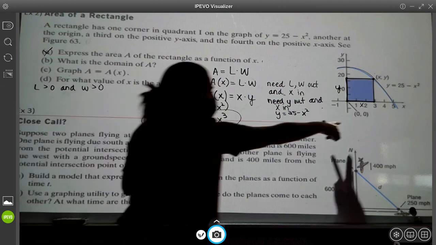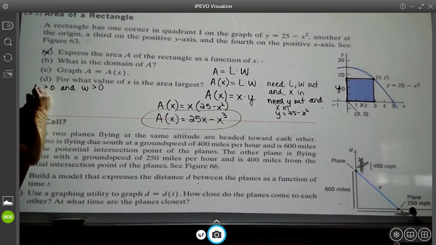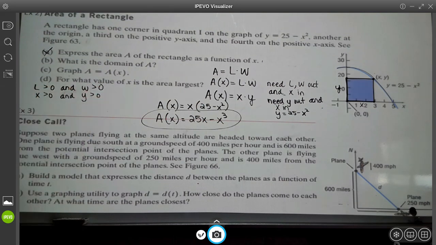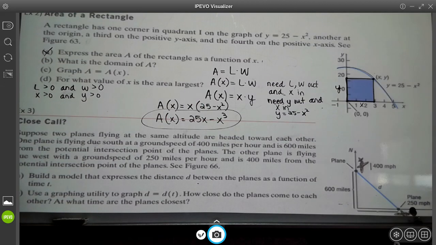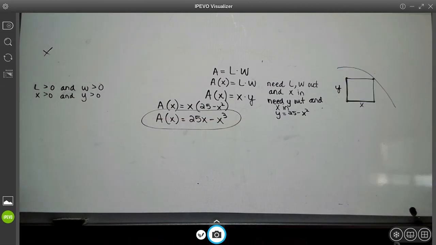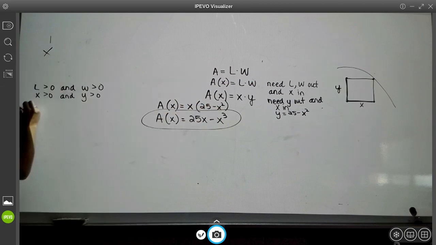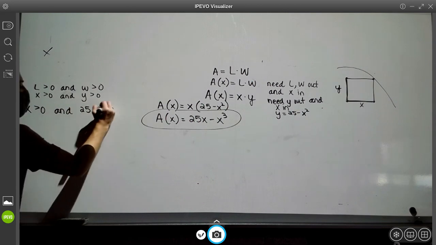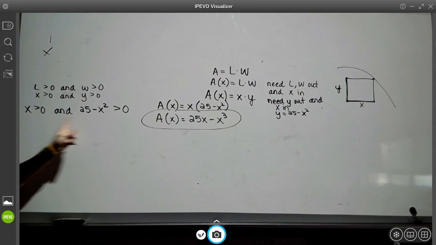Well, who did the length really get represented by? X. Who did the width really get represented by? Y. So really, it's x that we need greater than 0, and it's y that we need greater than 0. But guys, there's even more to it. It wasn't really y who ended up living inside of that function. It was 25 minus x squared. So I really need x to be greater than 0, and I need 25 minus x squared to be greater than 0. That's your domain. X has to fit these two conditions to be the domain of this function.